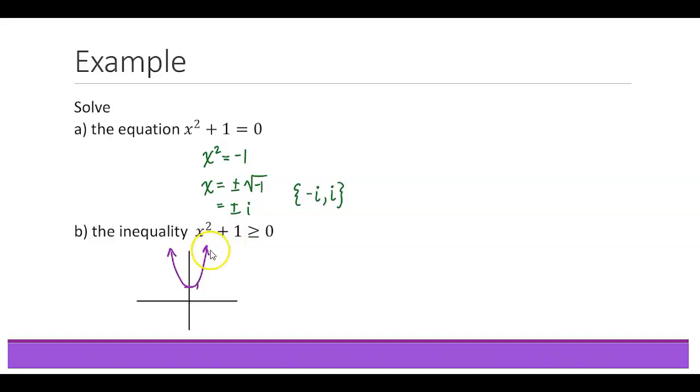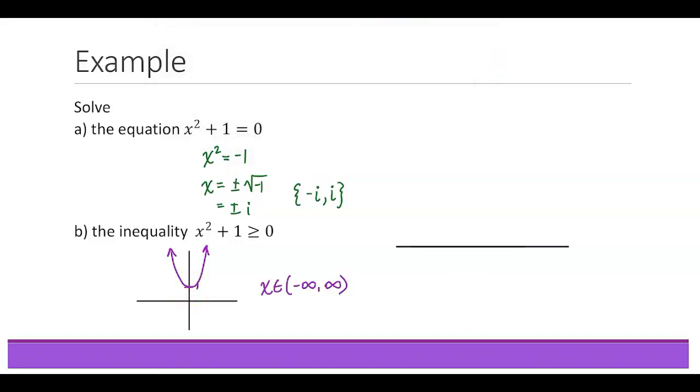So if I were solving this graphically, when is x squared plus 1 above or on the x-axis? Well, it's always above the x-axis. So the solution is all real numbers. I'm solving for what x values can I plug in to give me positive outputs. Well, I can plug in absolutely any x value. So my answer is negative infinity to infinity. So all real numbers.